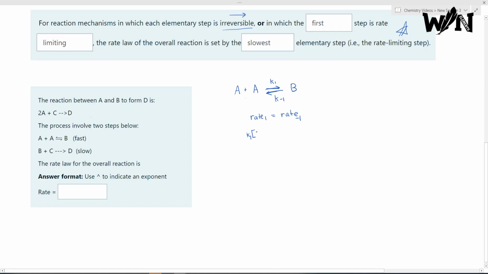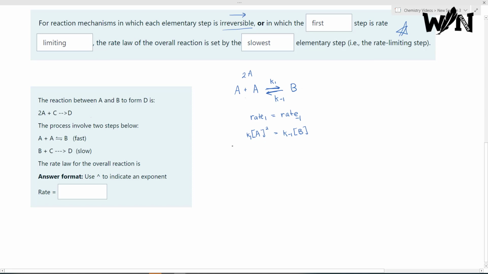So what we have here is A to the second power. Remember, this can be rewritten as 2A like that, equal to the reverse reaction rate, which is K negative 1 times B. There you go. Isn't that nice? So I just write it like that. So we have our equilibrium in rate law: the forward equal to the reverse.